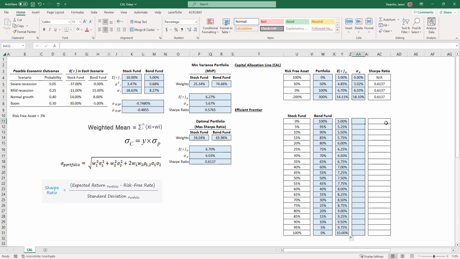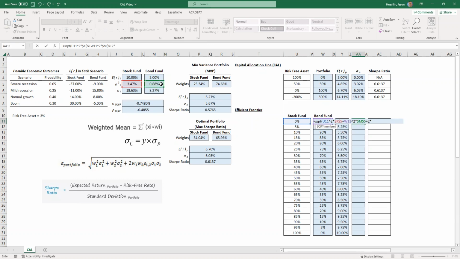So if we go ahead and do the square root function, and we start with the weight of the stock fund squared times the variance of the stock fund. I'm going to lock that one in. Plus the weight of the bond fund squared times the variance of the bond fund. I'm going to lock that one in.